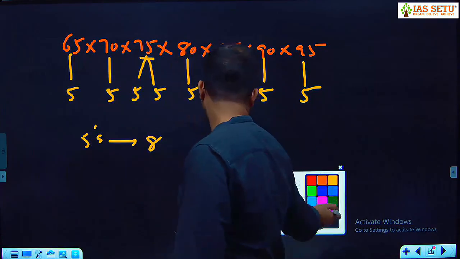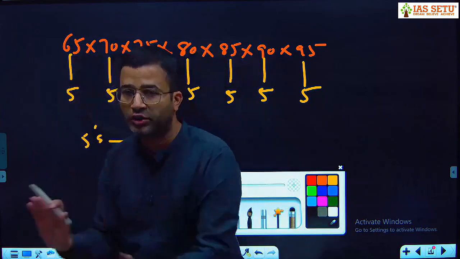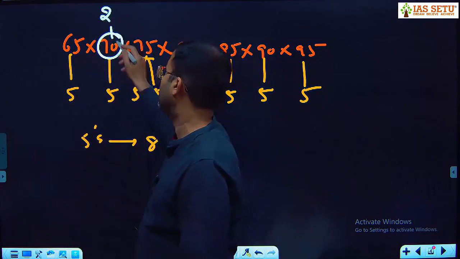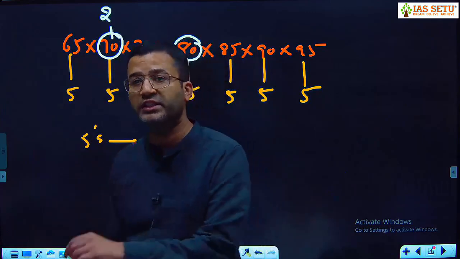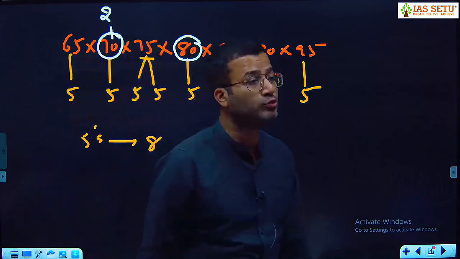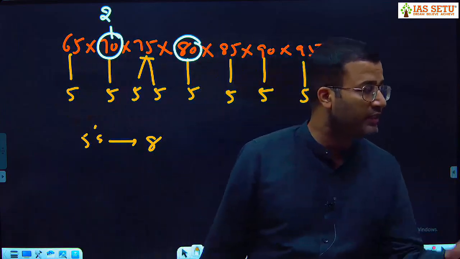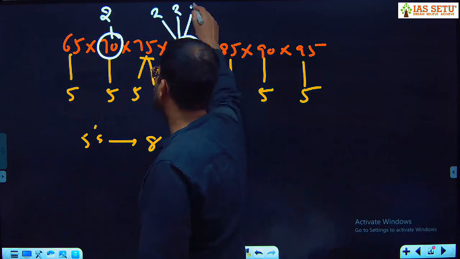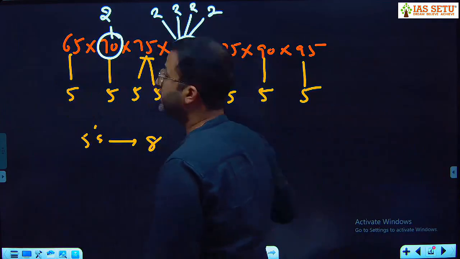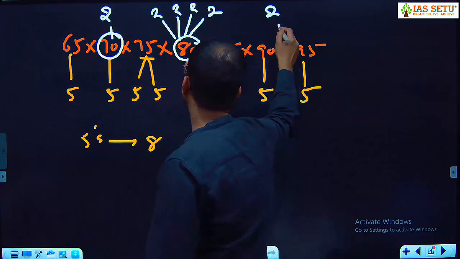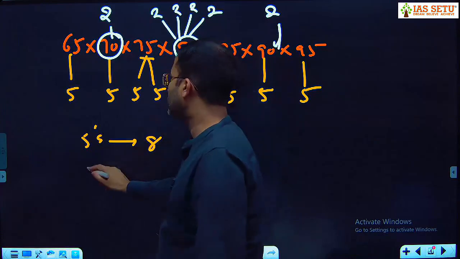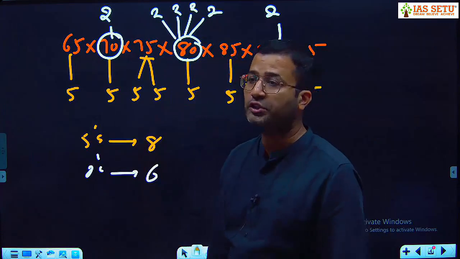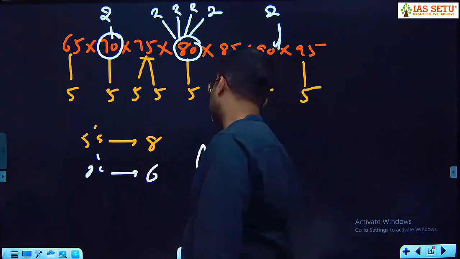Then we see the number of 2s. 65 is not an even number. 70 is 2 into 35, so there is 1 2. 80 is 16 into 5. And what is 16? 2 to the power 4. If you check 80, यहाँ पे 4 2s हैं: 2 2 2 2. 90 is 2 into 45, so there is 1 2. So how many 2s are there? 6. The lesser number decides the number of 0s. How many 0s will be there here? 6. So your answer here is 6.